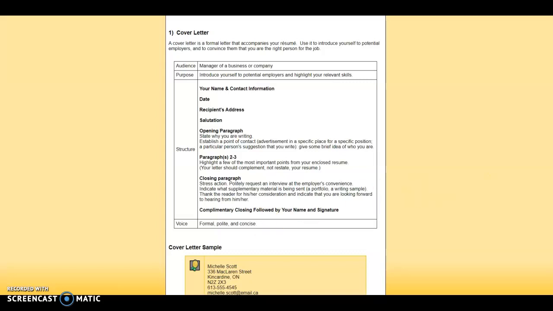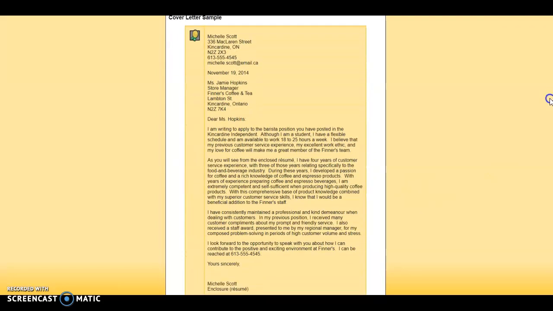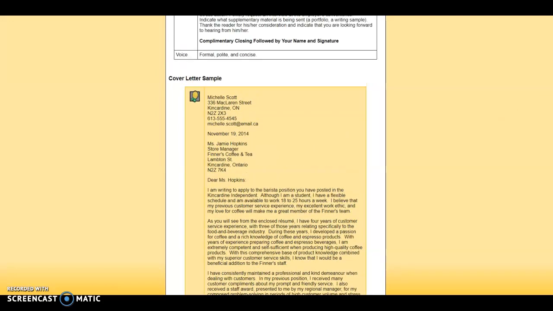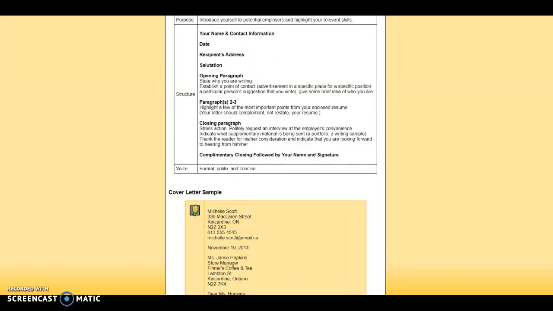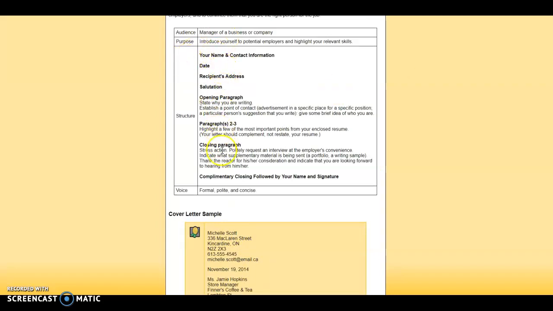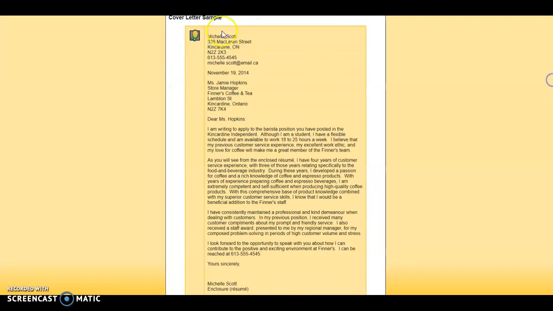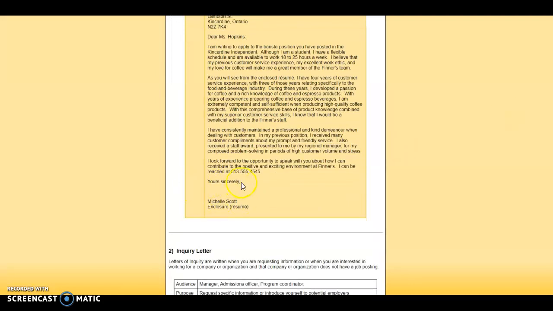Okay. If we go down here, you'll see an example of a cover letter. If you compare the example here to the structure that was just outlined, you'll see we've got the person's name and contact information. You've got the date. You've got the contact information of the person you're writing to. You've got your salutation. You've got an introduction paragraph. You've got 2 body paragraphs, and then you've got a concluding paragraph. You have your yours sincerely, and then your signature would go in here.